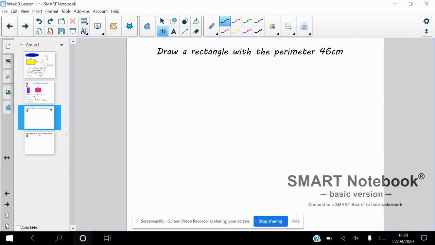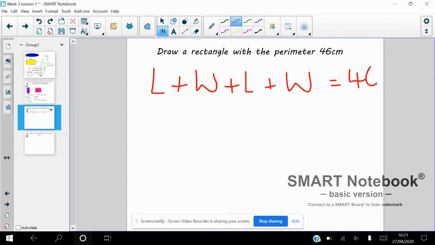Okay, some of the questions you get asked to do today will be a little bit like this. So here we're being asked to draw a rectangle with the perimeter of 46 centimetres. I remember from last week that to find the perimeter, we need to add the length and the width and the length and the width. In this case, it needs to equal 46.